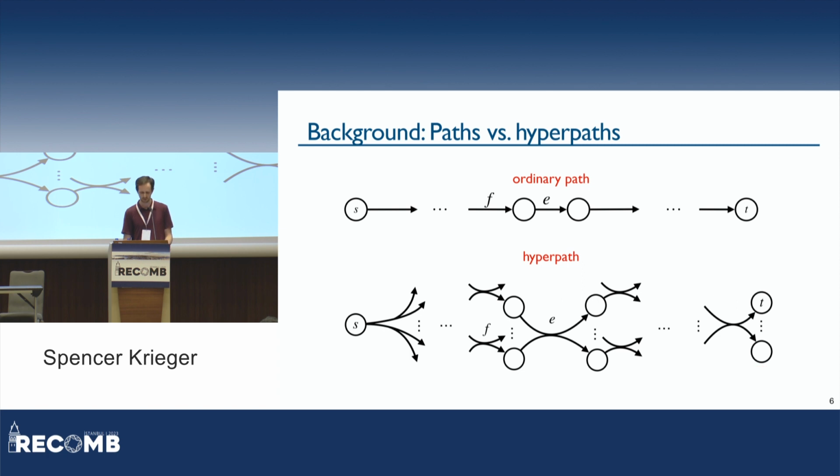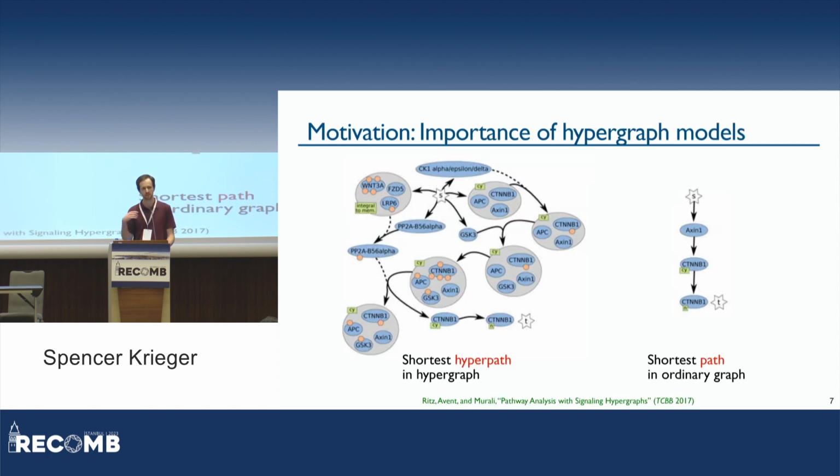I'll give a formal definition in a moment, but I wanted to first talk about the importance of these hypergraph models. Here I have the same instance of the problem, the same source set, the same target, and the same reactions. On the left is the hypergraph representation and the shortest hyperpath, and on the right is the shortest path you'd find in an ordinary graph.